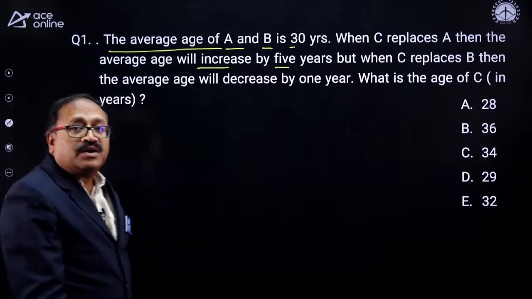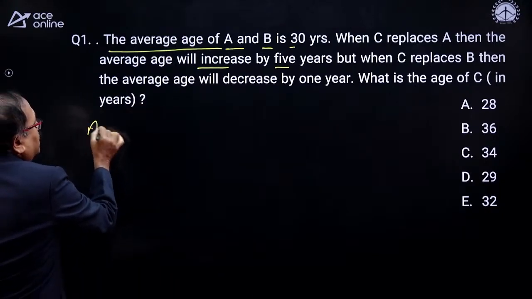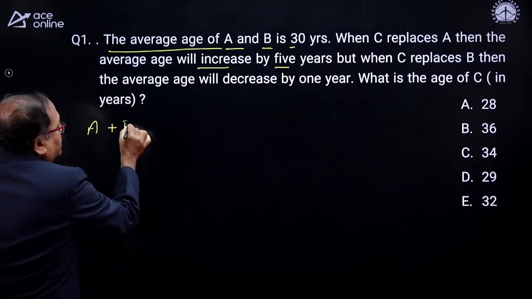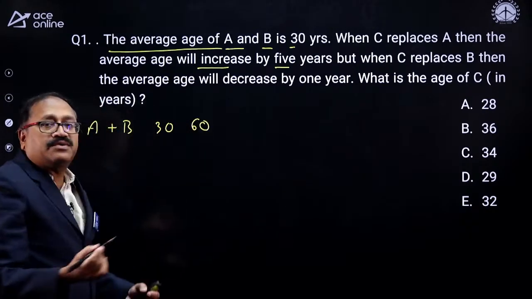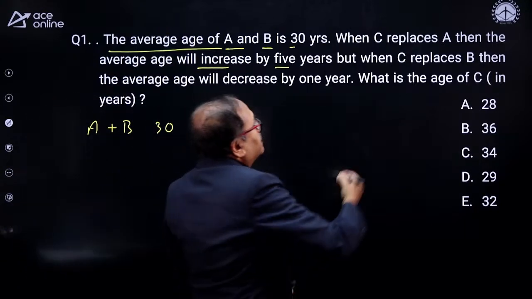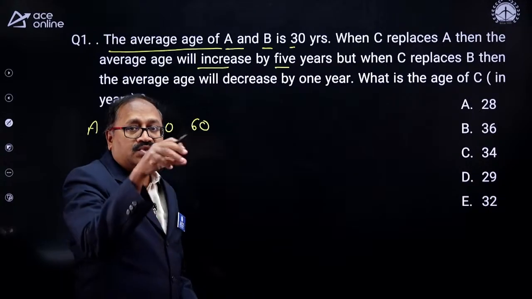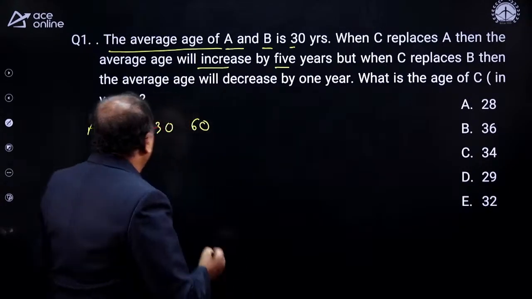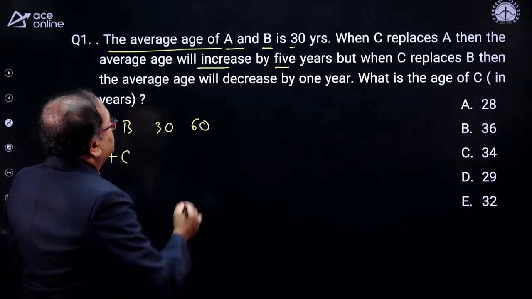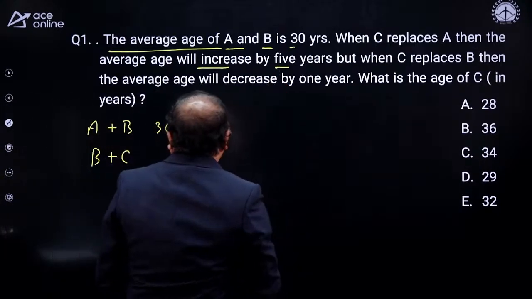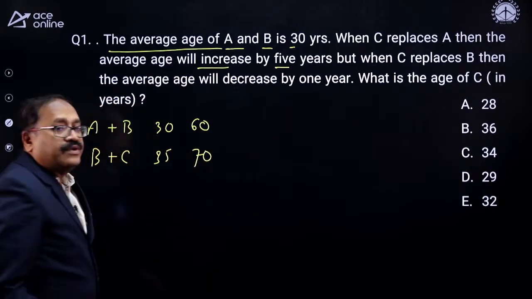What is given to us, I will write down first on my left hand side. It is said that for A and B, the average age is 30. That means the total age is 60. And when C replaces A, so A is out and C is in, we have B and C now. The average increased by 5, that means the average will be 35, the total will be 70.